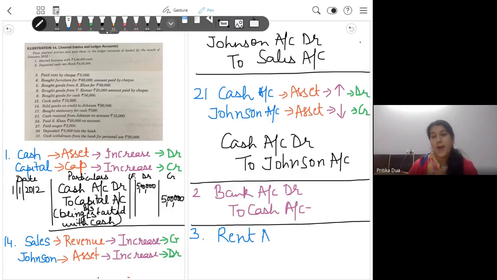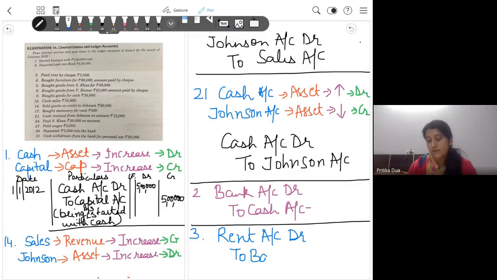Okay, and bank, you are making payment through your bank account. Bank is an asset. When making payment, your asset is decreasing. When assets decrease, the account is credited. So this will be the entry: rent account debit to bank account.